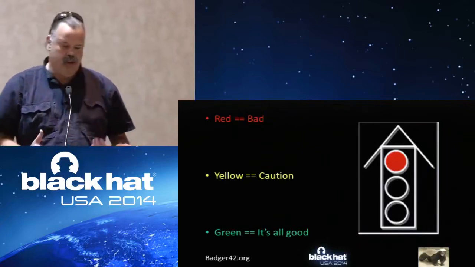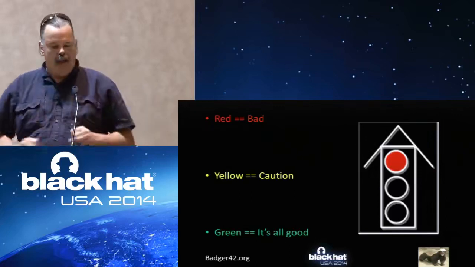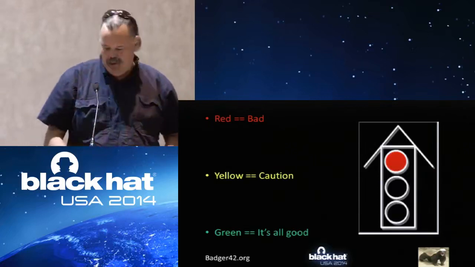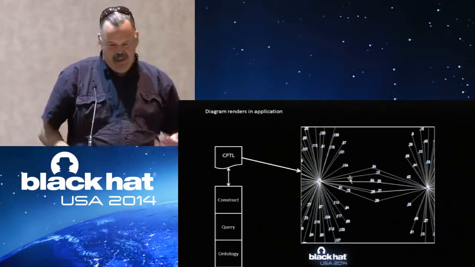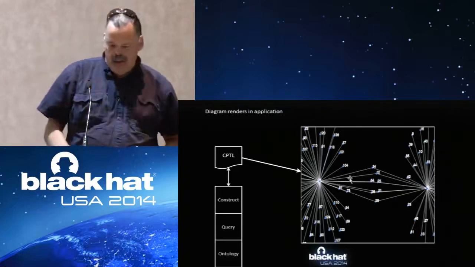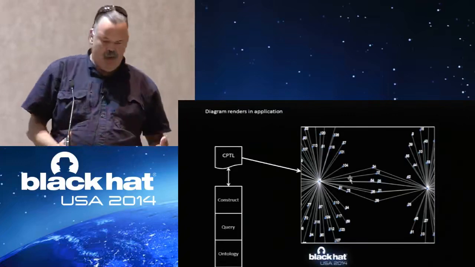Yellow, caution, green, and it's all good. We want to be able to send this state data out to diagrams in many different applications using the CPTL framework and the ontologies. So how it's going to work is, you're going to use CPTL, you can make a graph like we did here, and then that graph contains a construct, a query, and an ontology.